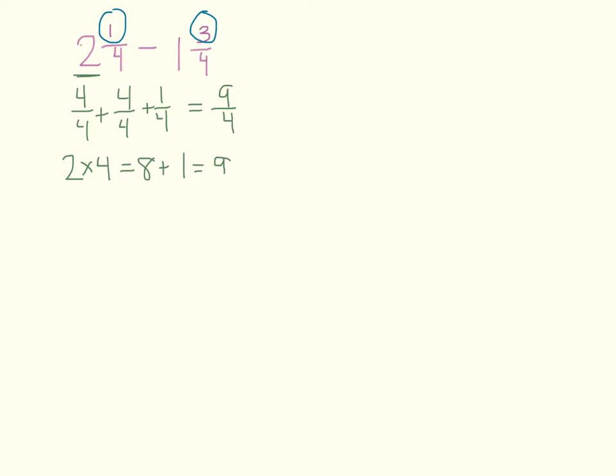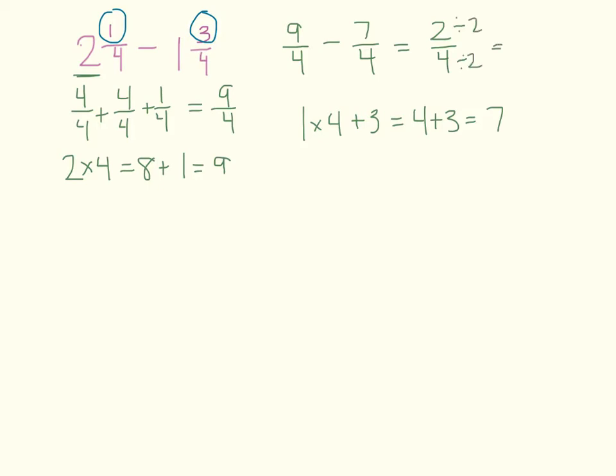And we can convert our second fraction, 1 3/4, the same way. So we've got 1 times 4 plus 3, which is 4 plus 3, or 7 over 4. So now we can take 9/4, subtract 7/4, and we end up with 2/4. When we look at the numerator and the denominator, we can see that both can be divided by 2. So 2 divided by 2 equals 1, 4 divided by 2 equals 2, and our answer for this question is 1/2.